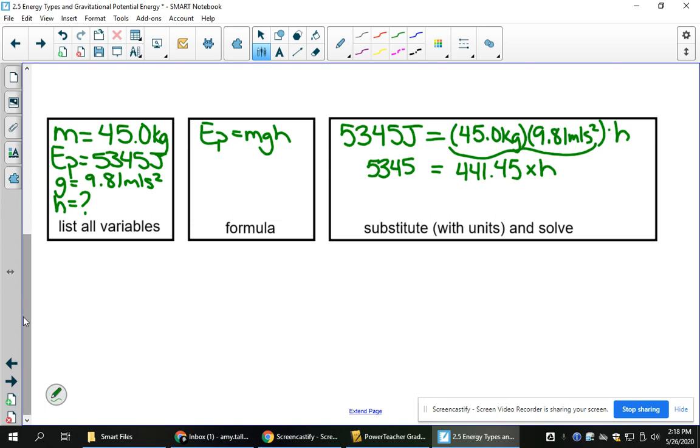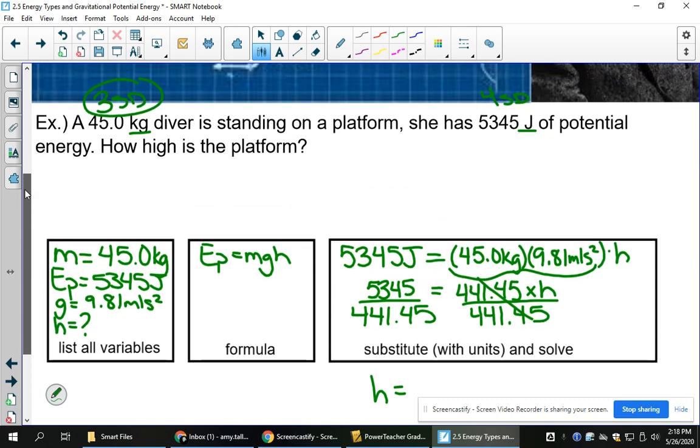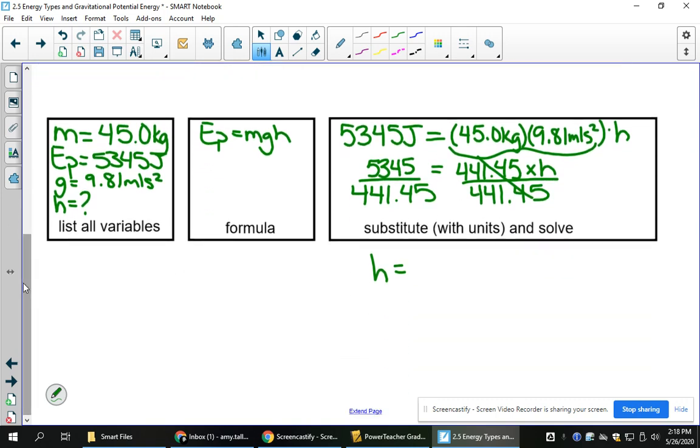Now, if I wanted to isolate H and it's timesing by something, I need to do the opposite, which is divide. What you do to one side in algebra, you do to the other. They cancel on that side, and I'm going to get a height of, so on my calculator I see 12.10782648, but looking back up at my work, I see I have to write 3 sig digs. 12.1.